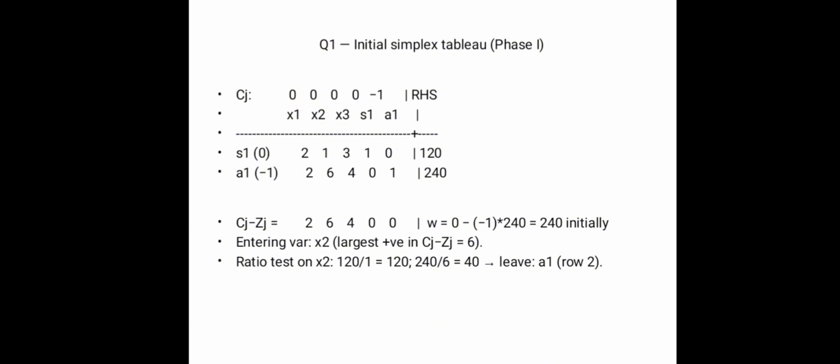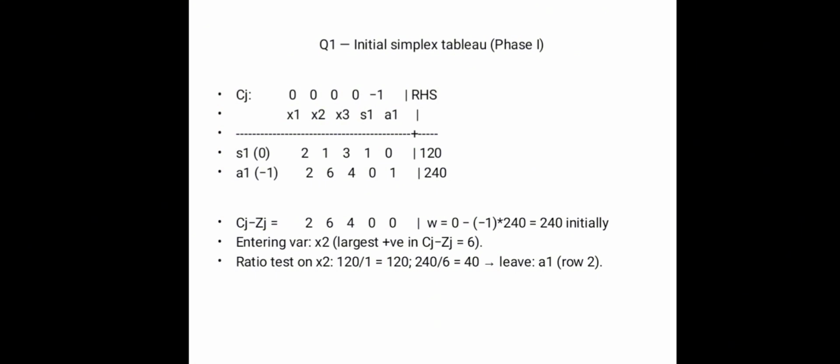The second constraint is time, which is 2x1 plus 6x2 plus 4x3 must equal 240 since all hours are used. And of course, the variables must be non-negative.